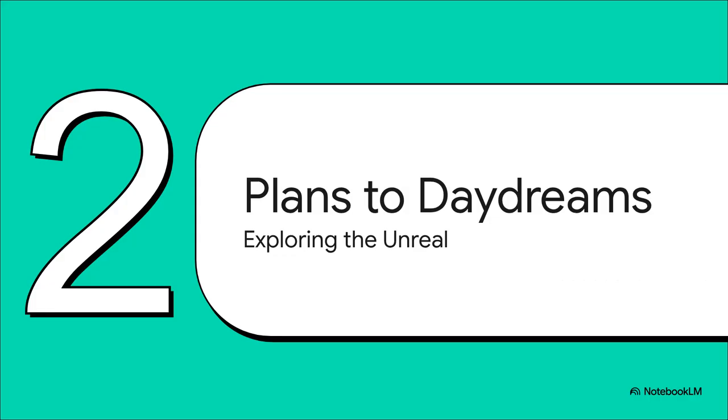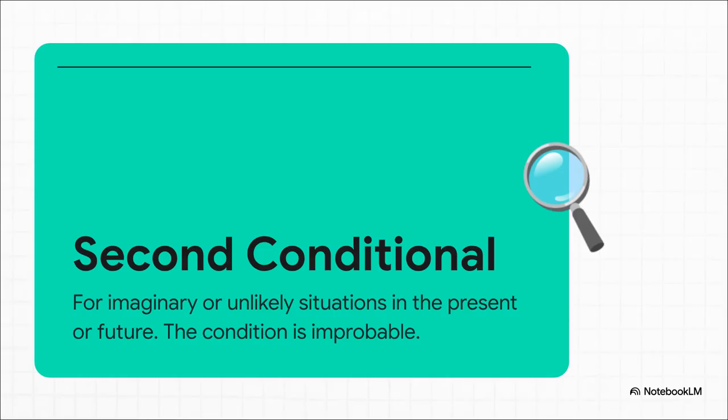Okay, so we've handled reality, we've got our facts and our real-world plans down. Now it's time to have some fun. We're going to leave the real world behind for a bit and jump into the world of daydreams, of the unreal. This is where English gets really creative. And say hello to the second conditional. Think of this one as your imagination's best friend. It's the tool you pull out when you want to talk about things that aren't true right now, or things that are pretty unlikely to happen. This is the official language of what if.